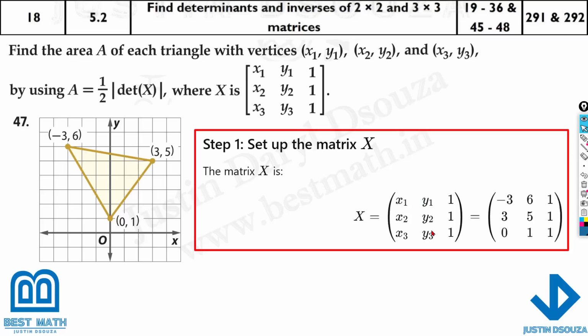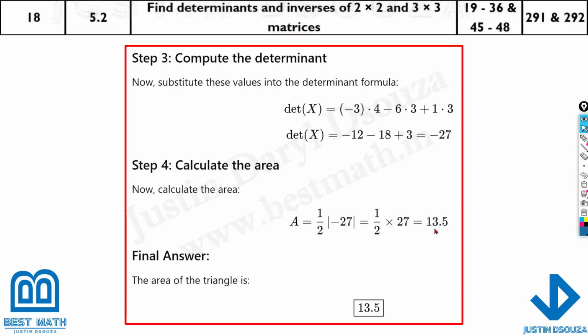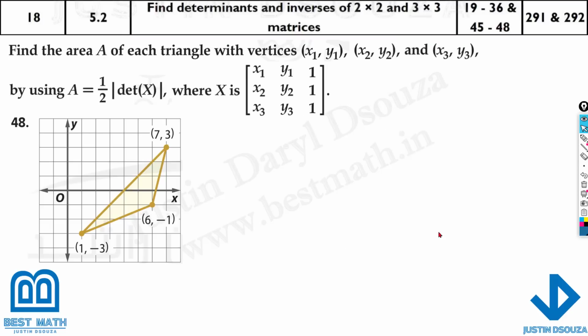And here as well, I'll just do the next problem, the last one. Same thing, it's 13.5. And let's do this. First, step 1, determinant x. Let's bracket. Now what we do is we write x1 7 3 1, 6 minus 1 1, and lastly 1 minus 3 1. And this repeats 7 6 1 and 3 minus 1 minus 3.